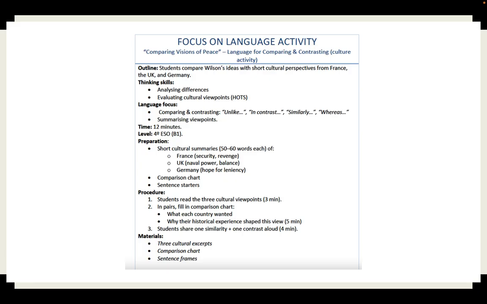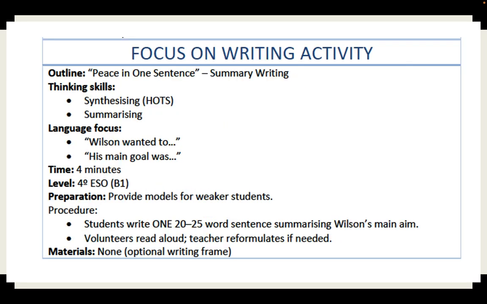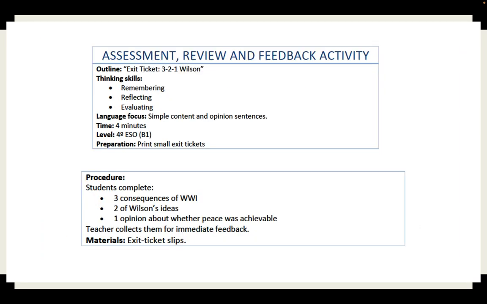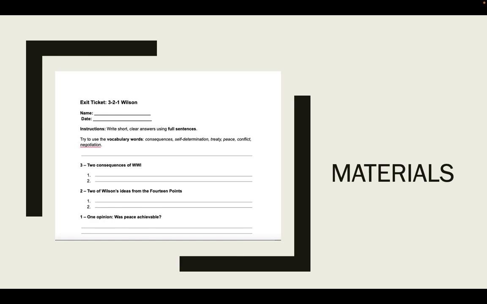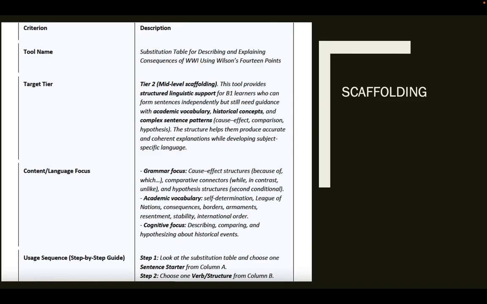Focus on language activity: students compare Wilson's ideas with short cultural perspectives from France, the UK, and Germany. Focus on speaking activity: students discuss in small groups whether Wilson's proposals could have created a lasting peace. Focus on writing activity: peace in 1 sentence, summary writing. And the final activity, assessment, review, and feedback, with an exit ticket, 3 to 1 Wilson. In the materials in Google Drive, you can find the exit ticket with the different questions and the sentence starters for Tier 1, that is attention to diversity.